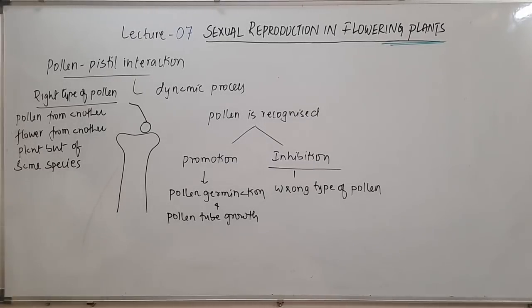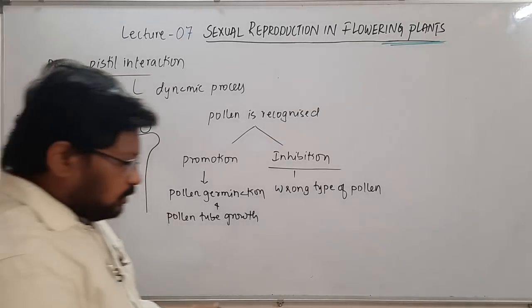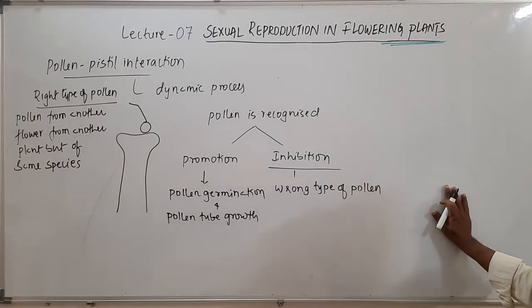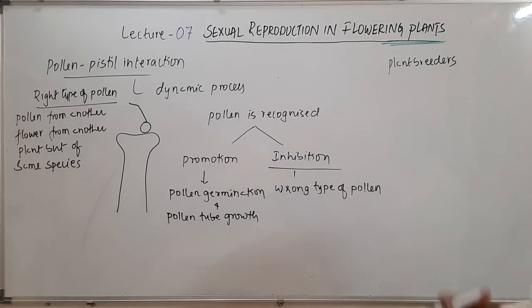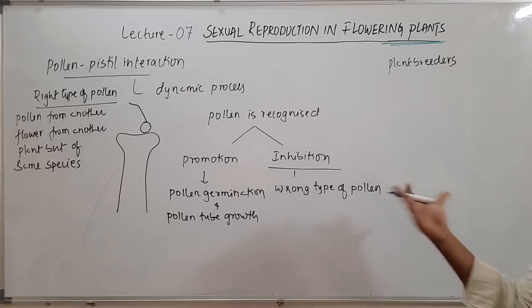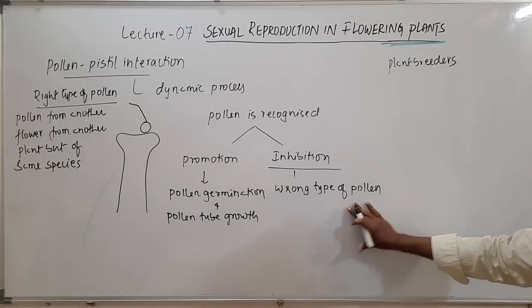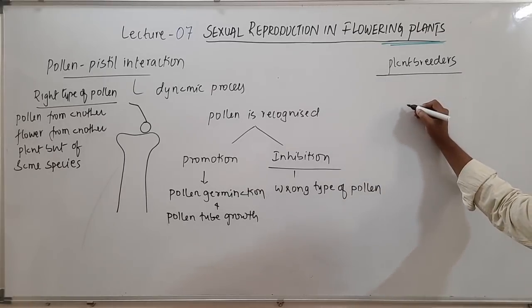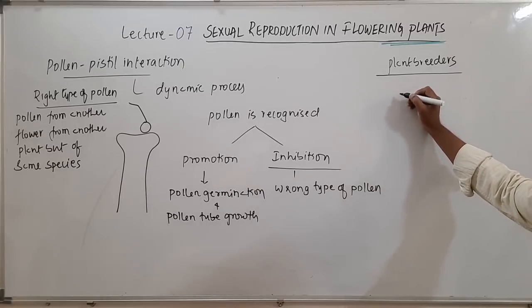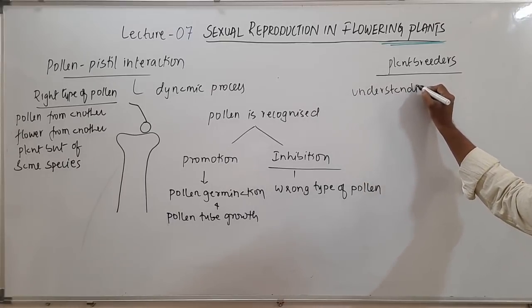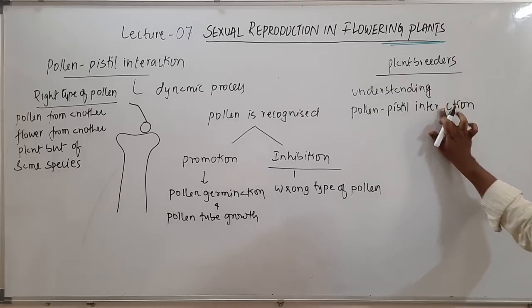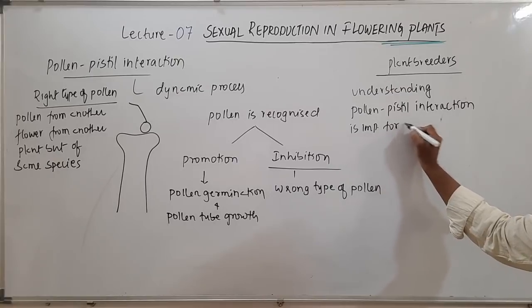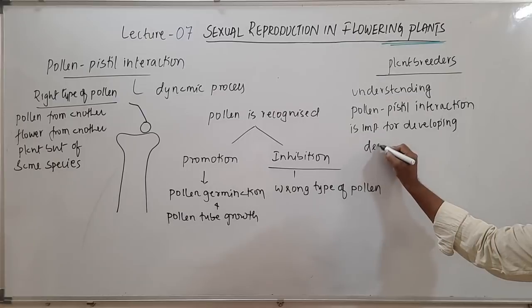Now, understanding this pollen-pistil interaction is very important for a plant breeder. The plant breeders who are involved in the production of hybrid plants need to understand how the stigma plays a role in identifying the pollen and accepting it, or whether it is rejecting the pollen. All these things are very important for the production of hybrid plants. So this will help in the production of the desired hybrid. Understanding pollen-pistil interaction is important for developing desired hybrids.